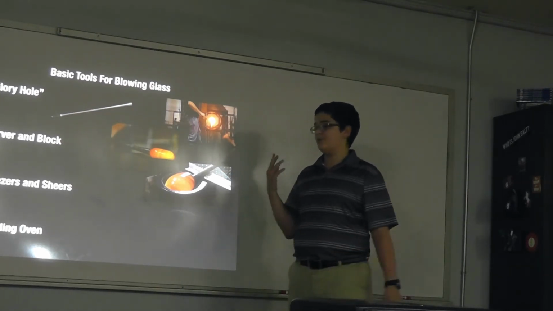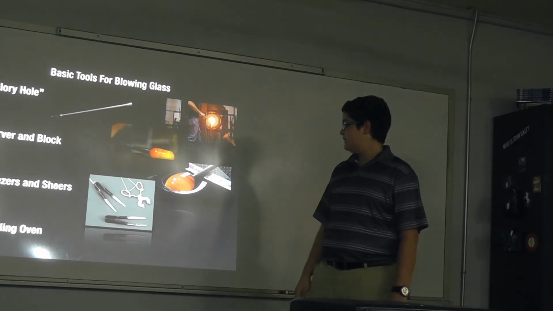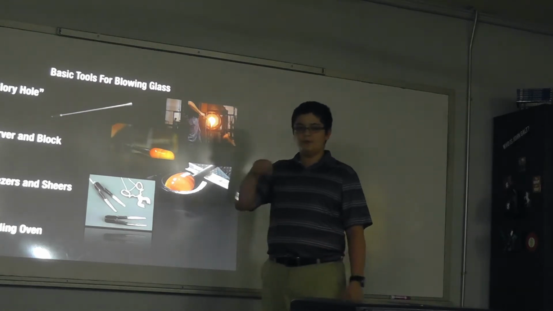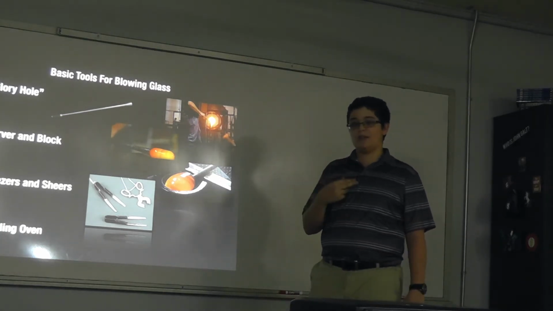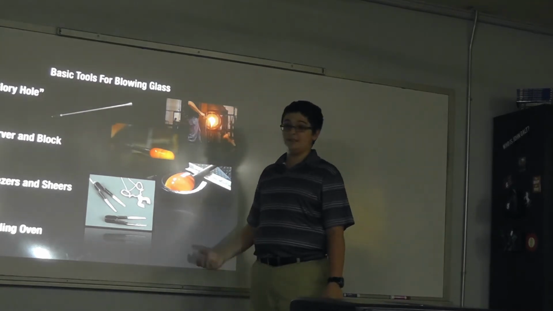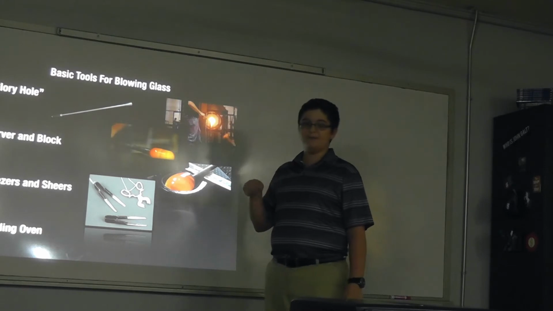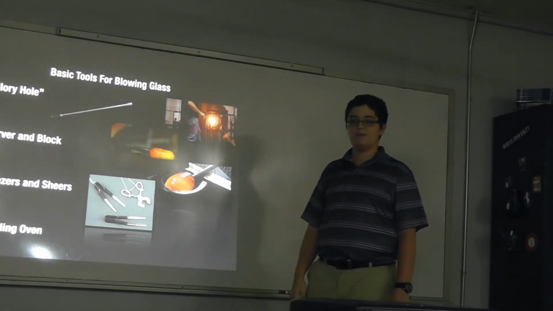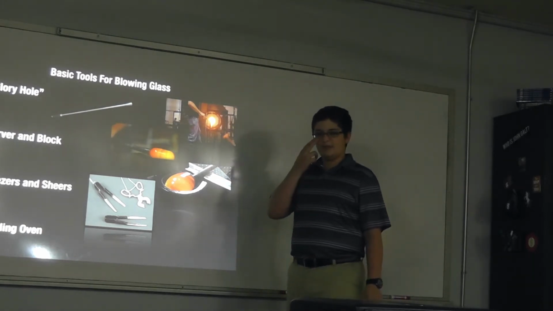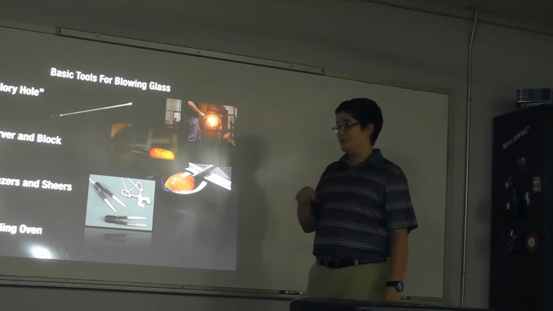The other 2 smaller parts are the tweezers and the shears. The tweezers and shears are used for manipulating the glass and cutting the glass off. The shears are basically the scissors for glass blowing, and the tweezers are used for molding it around. Some people say that when you mold the glass around with tweezers, after it comes out, it's almost like it's taffy. You can move it around like that.